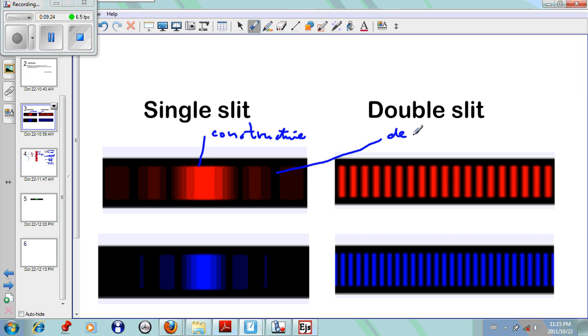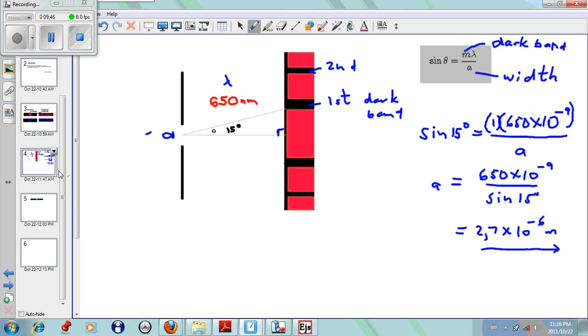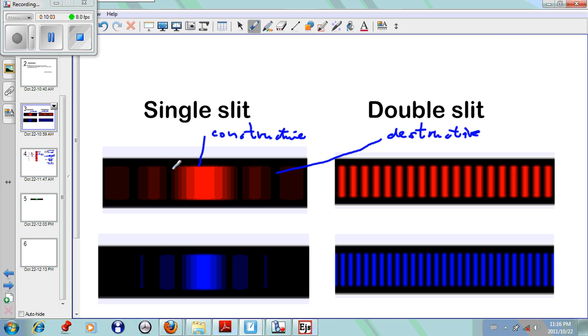And then we see that there's a difference in the patterns that are formed. If there's a single slit, we get a central band with alternating dark and bright bands. And if we have a double slit, the pattern is different, where we get equal width of alternating bright and dark bands. Another question that could be asked is, if they give you certain information like the wavelength and the angle, then we can use that to calculate the width of the slit.